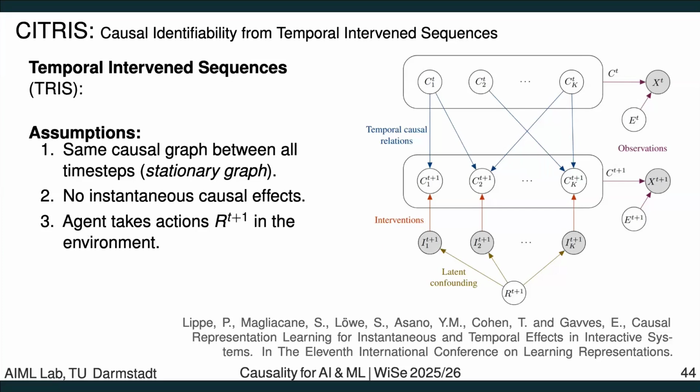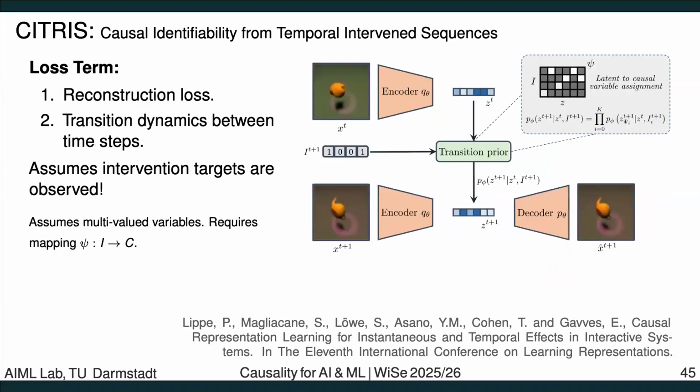As we discussed before, we assume no instantaneous causal effects. And at every time step, the agent takes an action. Of course, the agent might also decide to take no action, but that's at least how it's modeled. So what can we do with that?